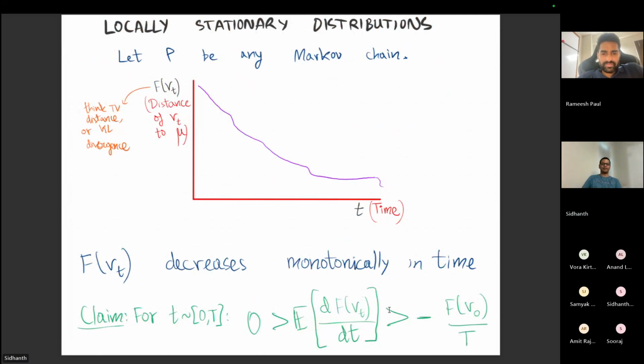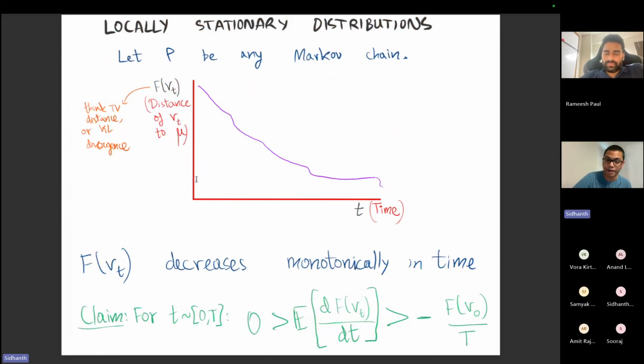Okay, so the title of this talk had this word locally stationary distributions. So now I finally get to tell you what a locally stationary distribution is and how one uses it to analyze slow mixing Markov chains. So say P is some Markov chain. Now here I've made a plot. On the x-axis of this plot is time. So you're just initializing this Markov chain somewhere and running it for a long time.